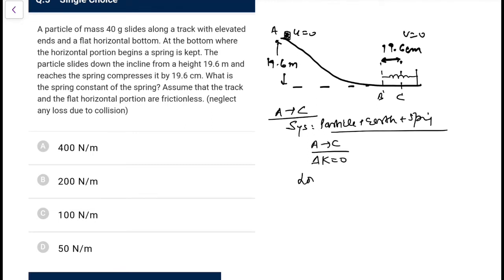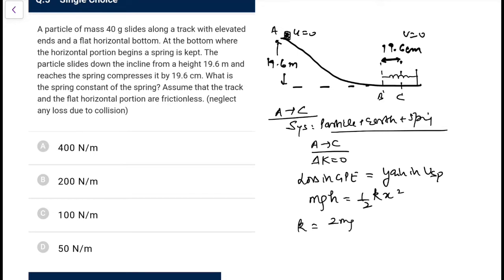So what we can say, the loss in gravitational potential energy would be equal to the gain in spring potential energy. So this loss, that is mgh, would be equal to half k x square. So that is what we have got. What we are searching for is k. So k comes out as 2 mgh over x square.